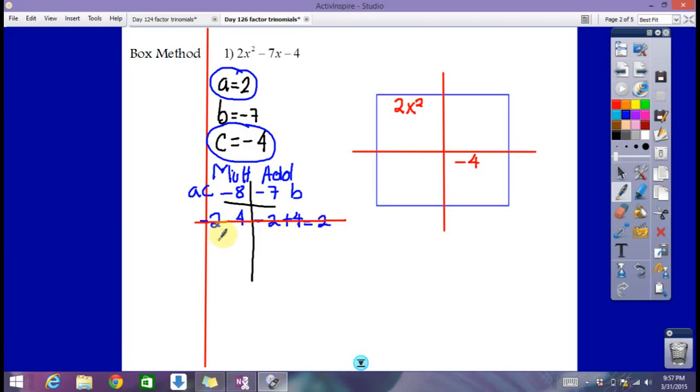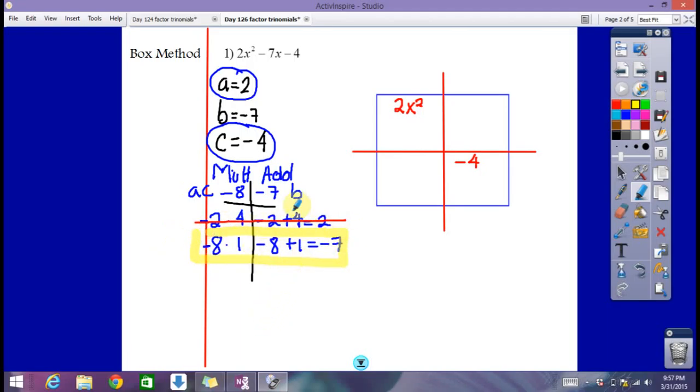Another combination is 8 times 1, and we just make sure that one of them is negative. I'm going to make the 8 negative. So negative 8 times 1 is negative 8. Let's add them up to see if it works. Negative 8 plus 1 is negative 7. So yep, this combination is the one that works.